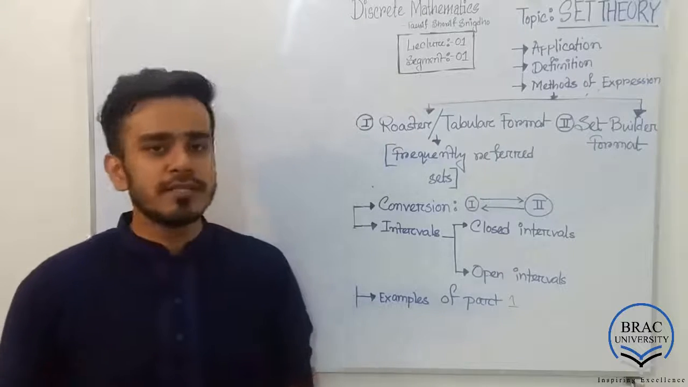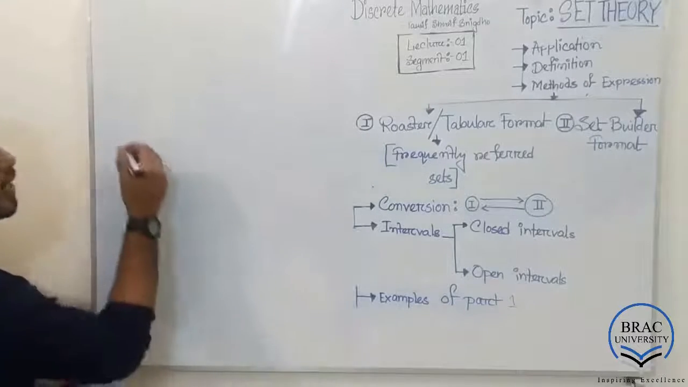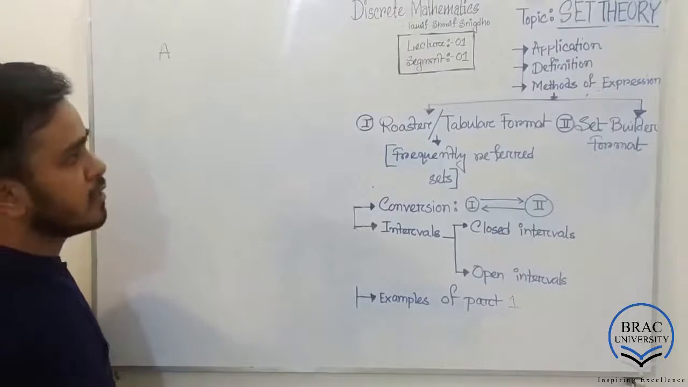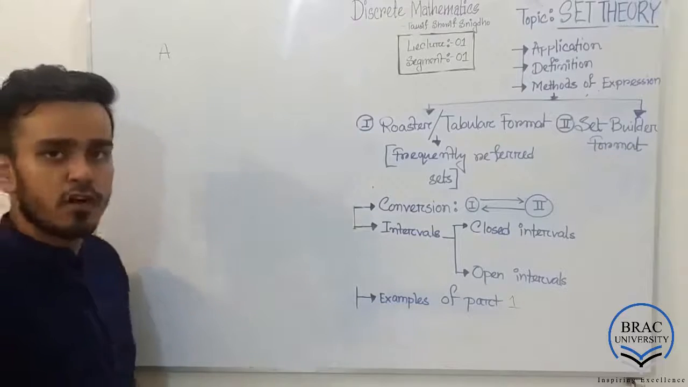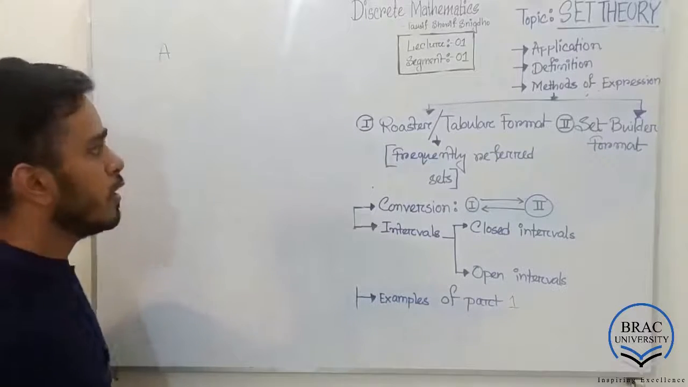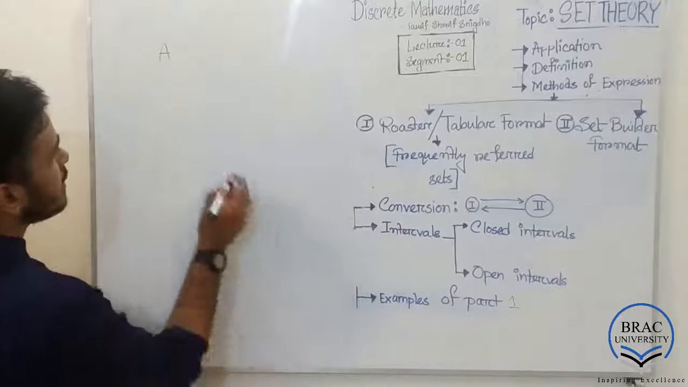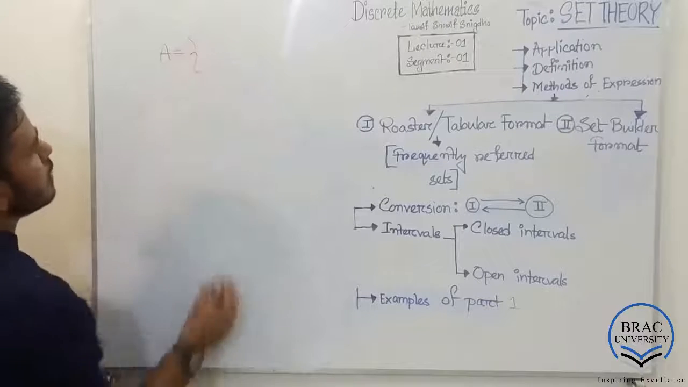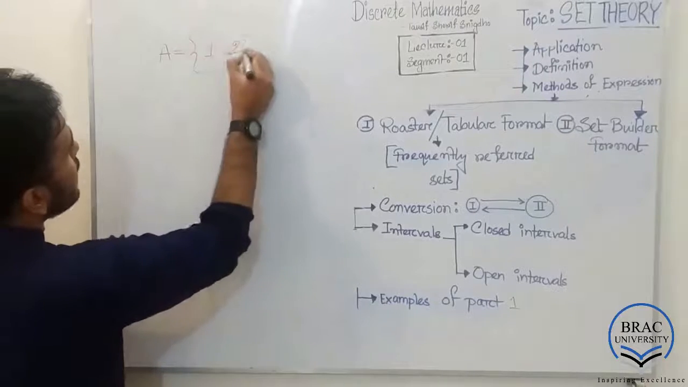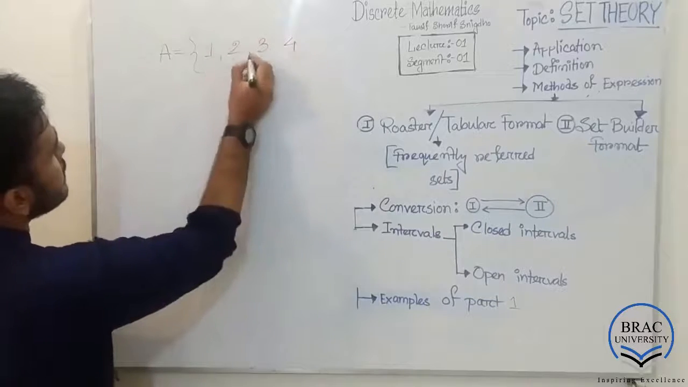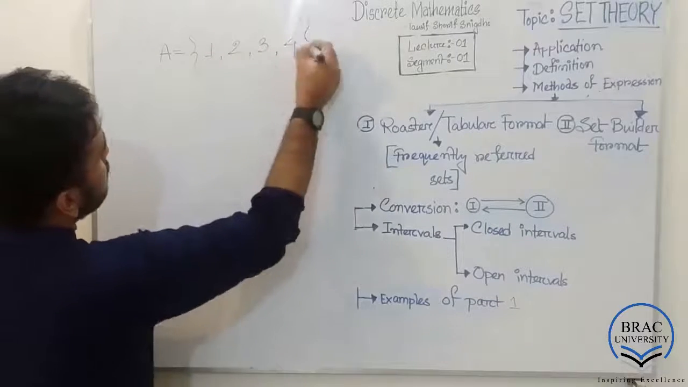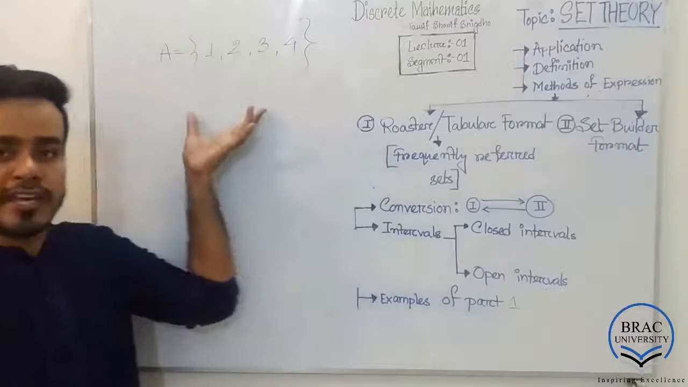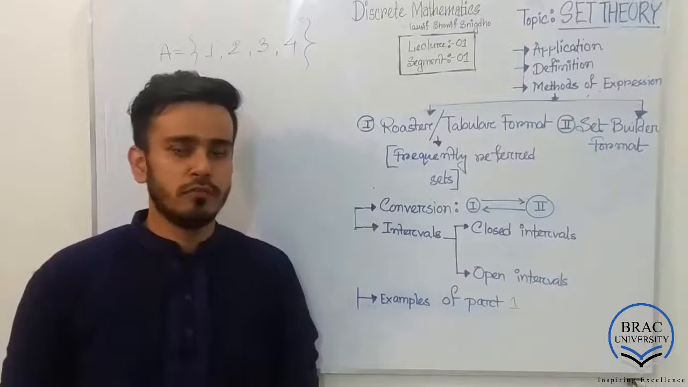So, how do we express a set? We denote a set by a capital letter, say capital A, and there are two different methods of expression of a set. And what are those? Roster or tabular format. And in roster format, we express a set like this. We start with a curly brace, then we write down the elements, separate them using comma, and close it by another curly brace. This is how we express a set in roster or tabular format.